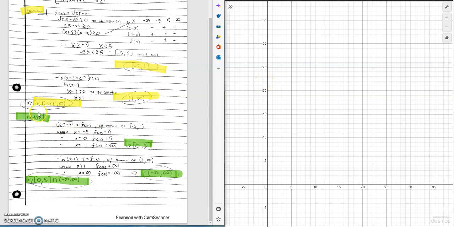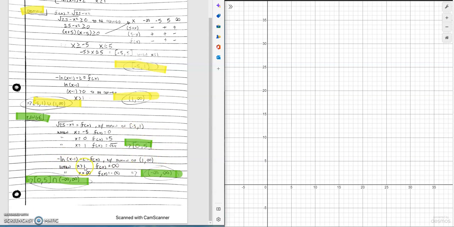For our range, starting with our first one of square root of 25 minus x squared, with our domain of negative 5 to 1, we'll plug negative 5 in, we'll plug 1 in, we'll plug 0 into our function set. That comes out as 0, 5, and square root of 24. So we know our minimum value, we know our maximum value, expressed in interval notation here.